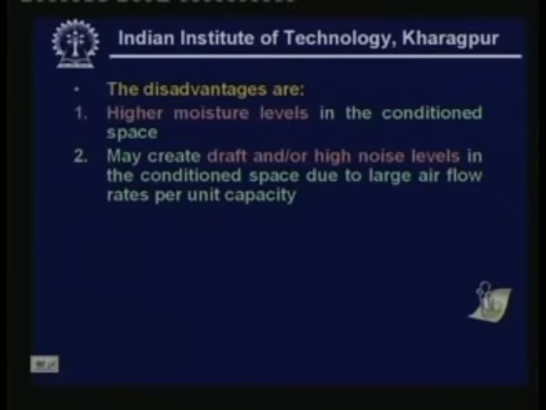These systems may create draft or high noise levels in the conditioned space due to large air flow rates involved. Since you have to deal with a large airflow rate, the fan may create a large noise. If the flow rate is also high, you may also have the feeling of draft. This could be a disadvantage from the comfort point of view.